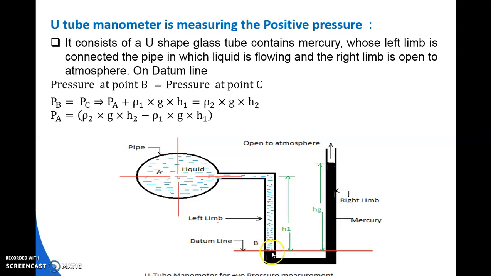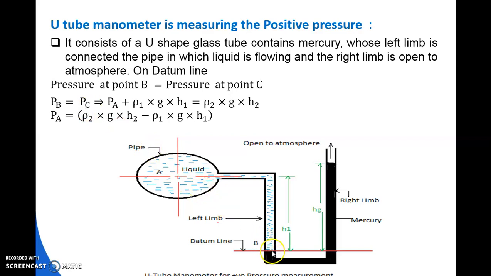We know that at the datum line, the pressure at point B in the left limb will be equal to the pressure at point C in the right limb. Why? Because both point B and point C are on the datum line. Hence, we are going to equate the pressure PB with PC.